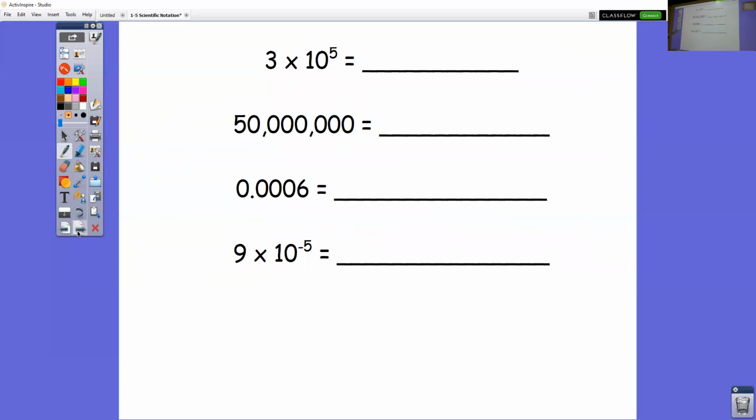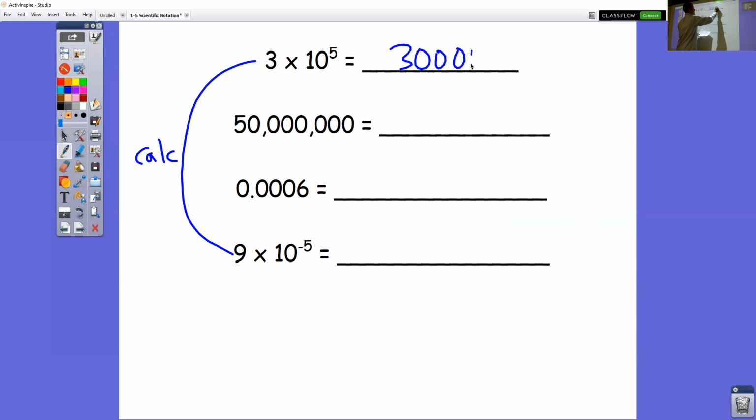Put 4 more up on the screen. You could try these on your own. Pause the video, try these on your own. So these two, all that you're going to do is type them right into the calculator. 3 times 10 to the 5th is the number 300,000, a 3 with 5 zeros. 9 times 10 to the -5th, 0.00009.